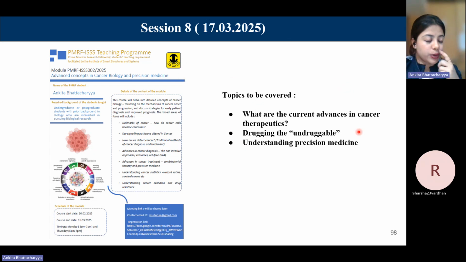Now, coming back to today's topics that need to be covered. First of all, we'll look at some current advances in cancer therapeutics. We'll look at the concept of drugging the undruggable. Before that, we'll understand why at all something is considered to be undruggable, what is the big deal. And thirdly, we'll briefly get some introduction into precision medicine.